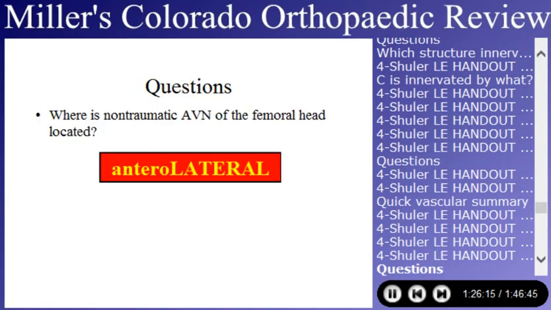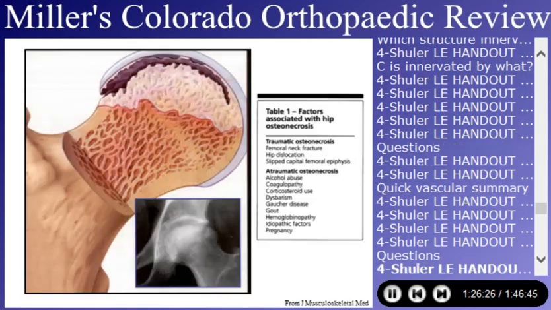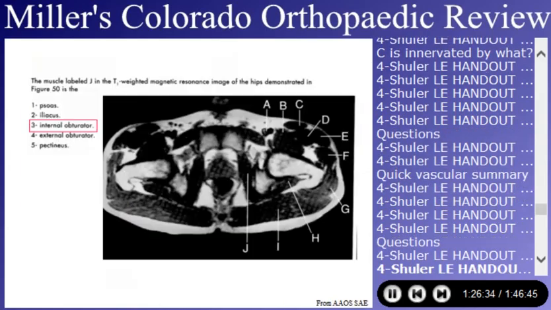Non-traumatic AVN of the femoral head is located where? Anatomy. Where's it located? Anterolateral, shown here. I listed some factors associated with osteonecrosis. They love this one. Structure labeled J, right here, makes a 90-degree turn. What is it? Obturator internus.